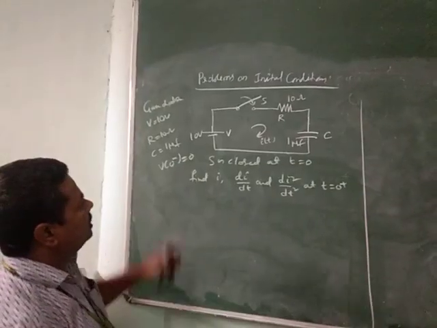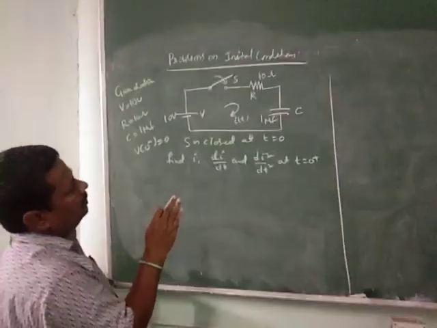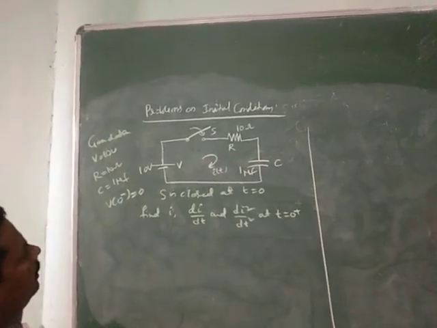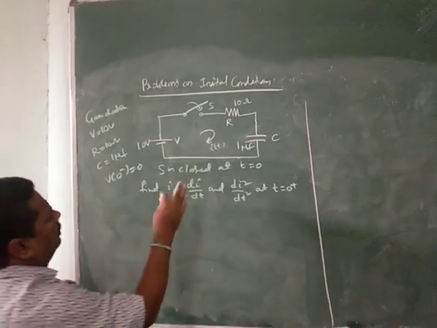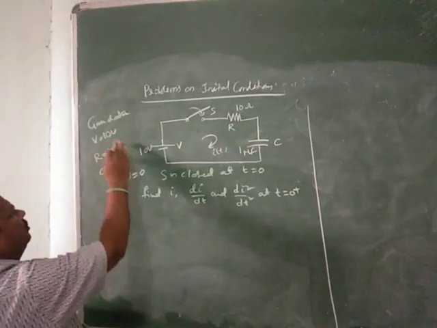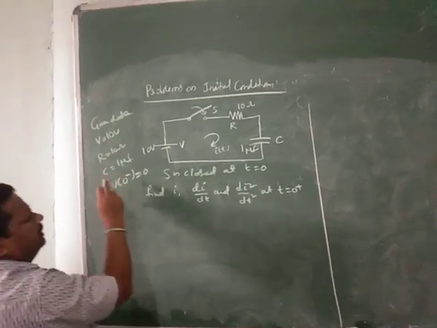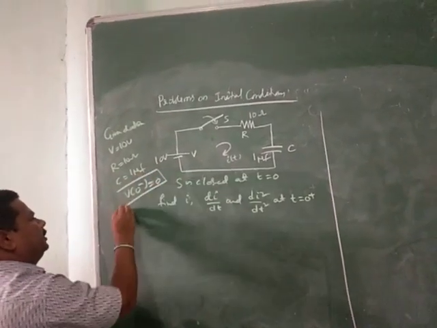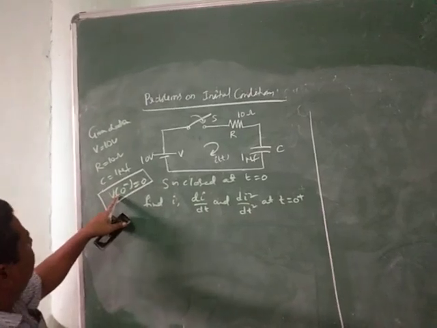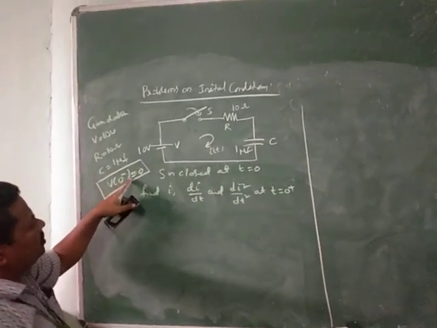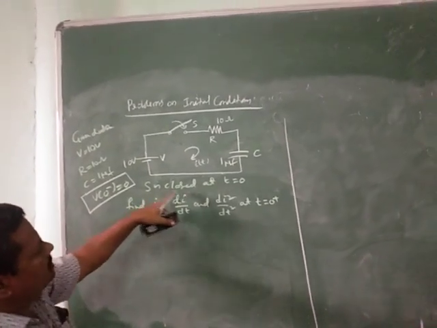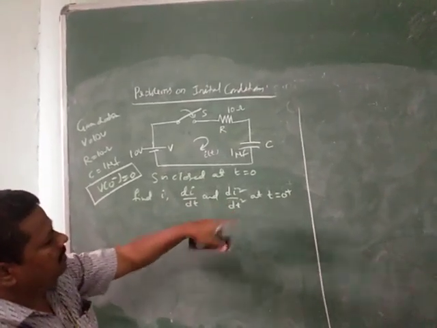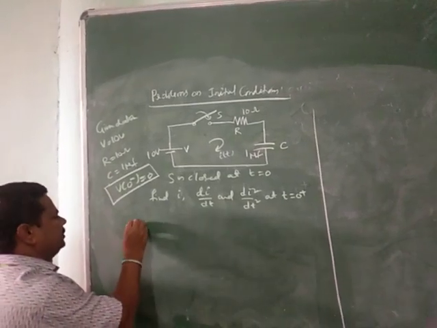The next problem, consider the second problem. The second problem here is the circuit components are resistor and capacitor, whereas previous circuit resistor and inductor. Okay, data is almost same. Voltage is equal to 10 volt, resistor 10 ohms and capacitor value is 1 microfarad. And here the initial condition is initial voltage across the capacitor is equal to V of 0 minus is equal to 0. Then switch same as previous, S is closed at t is equal to 0. Find current and di by dt and d square i by dt square at t is equal to 0 plus.